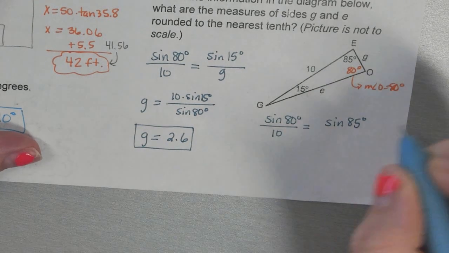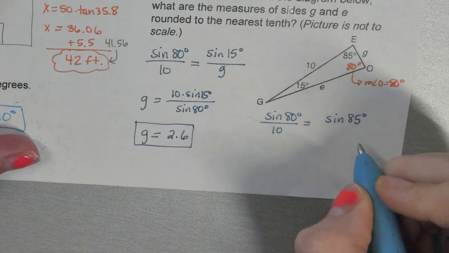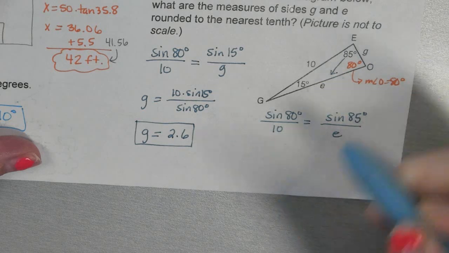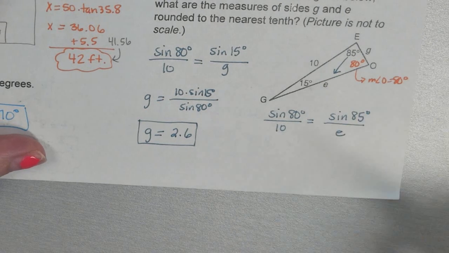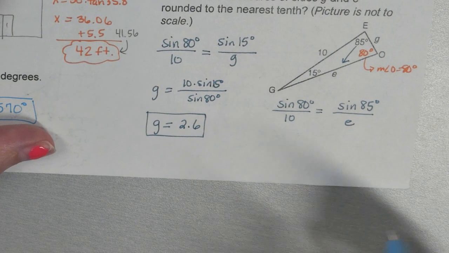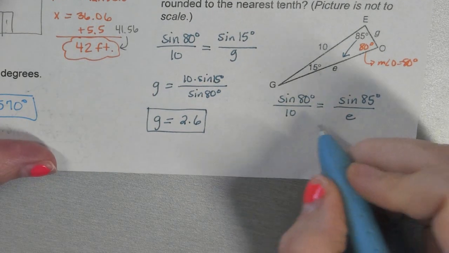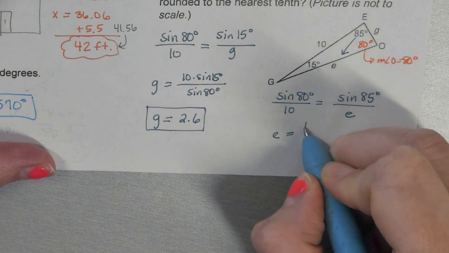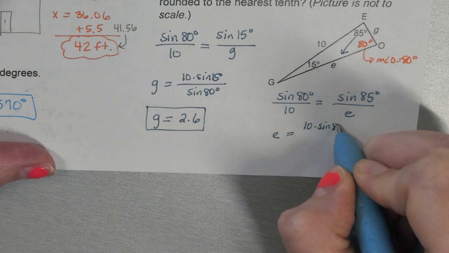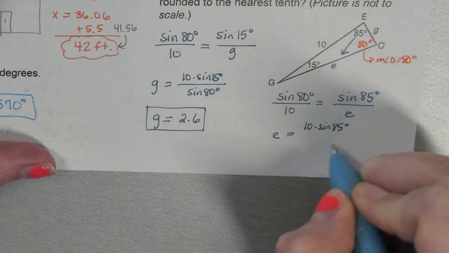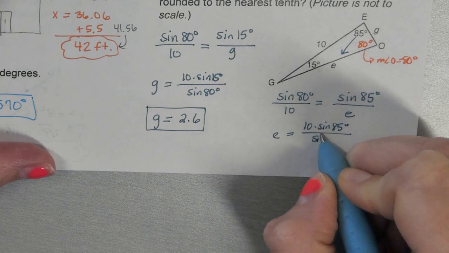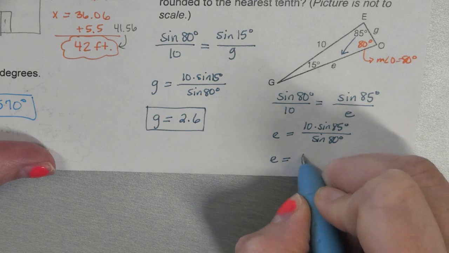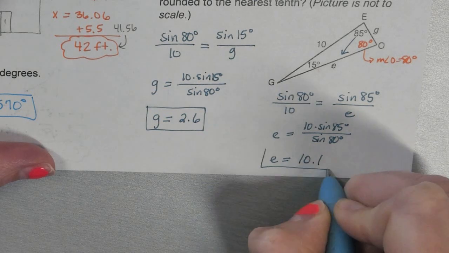Okay, and then the sine of 85 degrees over E. So remember, the pair is, you go across. So 85 goes over to E, the 15 goes over to G. Okay, and then again, you can cross multiply to solve. So 10 times the sine of 85. Make sure you close that parenthesis. Okay, to find your final value, which is 10.1.